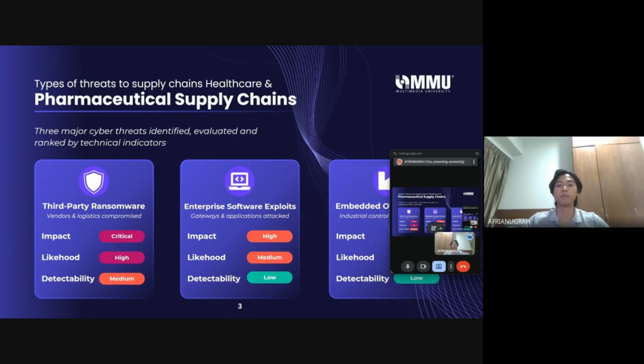Attackers exploit vulnerabilities in enterprise applications, file transfer systems, or security gateways to gain unauthorized access to sensitive business data and intellectual property. Finally, the third threat is embedded operational technology, or OT, tampering. In this attack, cybercriminals target industrial control devices or embedded systems used in manufacturing. Although it is less common, it can directly interrupt pharmaceutical production. After identifying these threats, we compare them using several evaluation criteria.